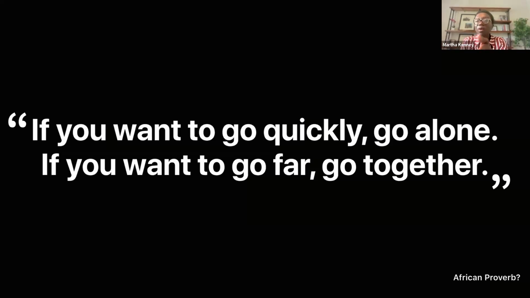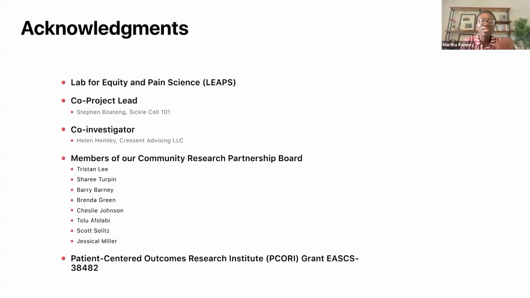But if you really want to go far, and in this case of sickle cell disease, far means improving the quality of lives of individuals living with sickle cell disease and making cure accessible to all people, then we have to go at it together. And so that means we have to look at the community as our partners, and they have to be involved from the beginning. We have to walk hand in hand and do it together. And so I'm going to end there and just acknowledge the people that made this project possible.